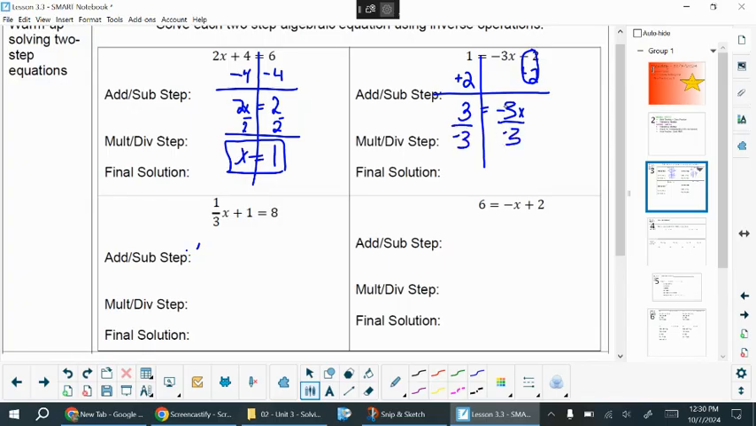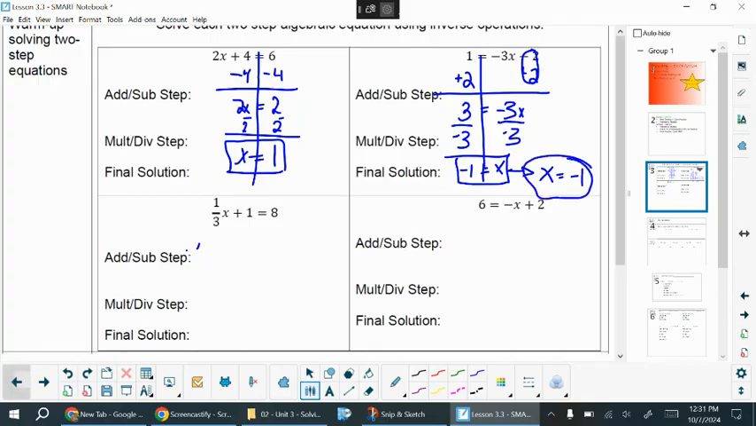Negative 3 divided by negative 3 just makes 1, so I have x. 3 divided by negative 3 makes negative 1. And then I'll rewrite it, x equals negative 1. That'll be your final answer.